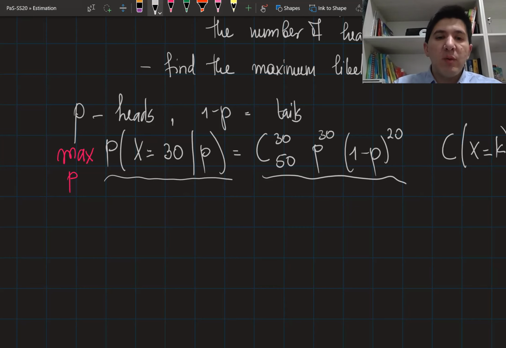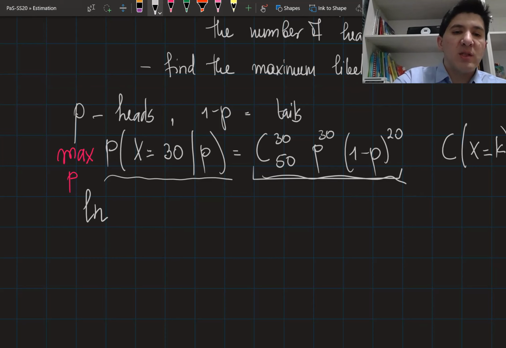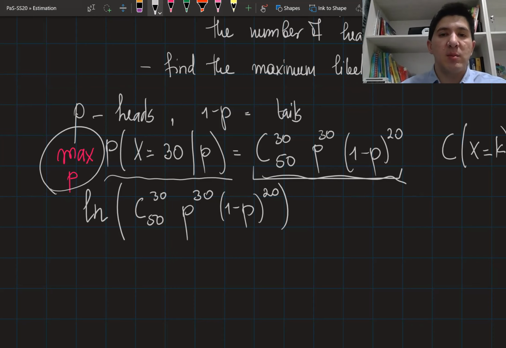So there is a way to do our calculations much more easily by taking the logarithm of the likelihood function, and this is called the log-likelihood function, where I'm just going to take the log of this likelihood function. If you take the ln of this likelihood function, it's going to be C(50, 30), probability p to the power of 30, times 1 minus p to the power of 20. So again, we are solving the maximum likelihood estimation problem, right?